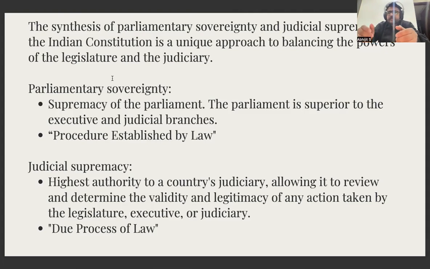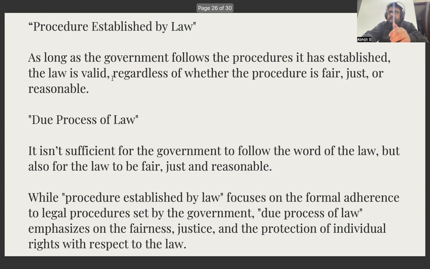Now, associated with parliamentary sovereignty is the concept of the procedure established by law, and associated with judicial supremacy is the idea or the doctrine of due process of law. Let's discuss what the difference between the two is, and then we'll get back to the original idea.